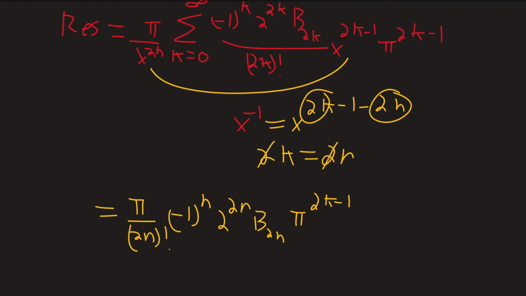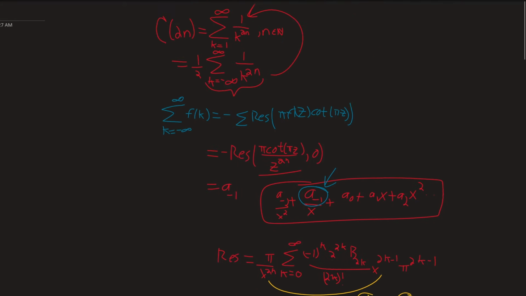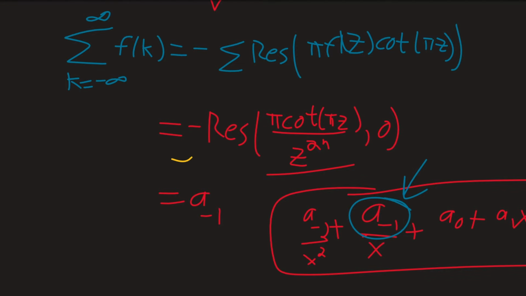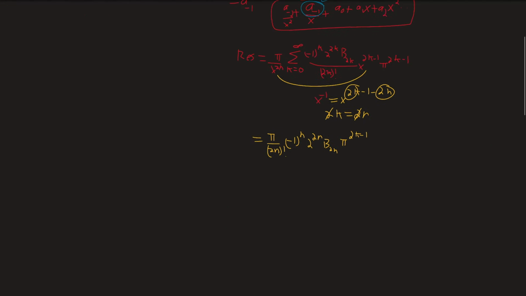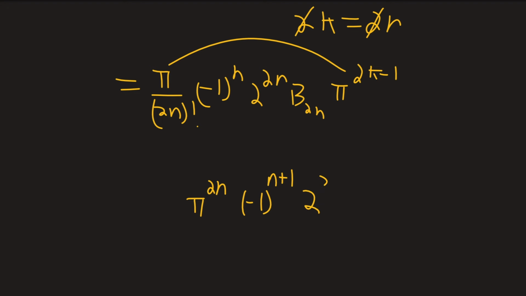But that's not our final answer actually. It's going to be slightly different, because remember we have this negative sign right here. So all we need to do is take our residue and make it negative. So I'm going to say this is pi to the 2k, just grouping the pi's right here. Pi to the 2k times -1, or n, I apologize. In my defense, we did say they were equal. But we have pi to the 2n times -1 to the n minus 1, or plus 1, whichever one you like, times 2 to the 2n times the 2nth Bernoulli number divided by 2n factorial.